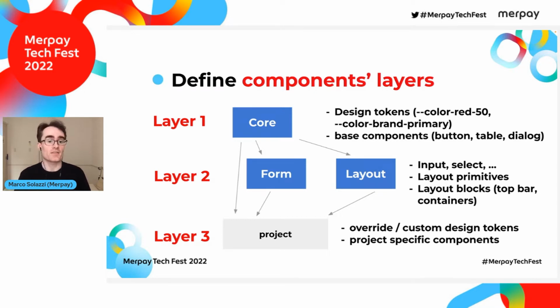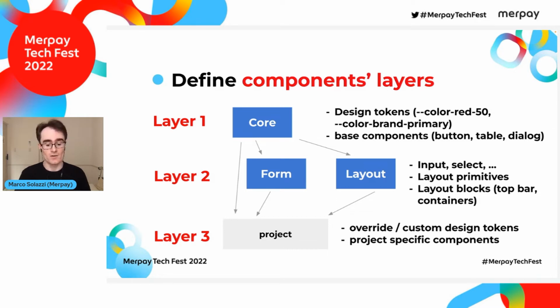We can define three basic layers. The core is the layer where we can include design tokens for colors or spacing. Also in the core, we can include base components like buttons, tables, dialogues, and all basic interactions.